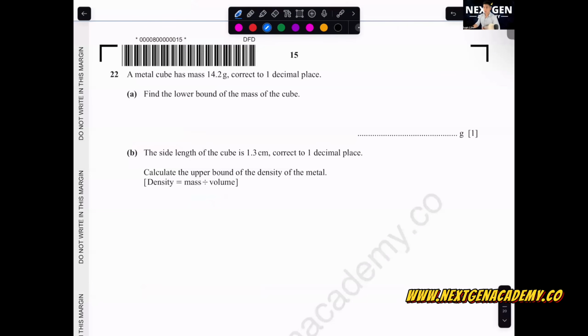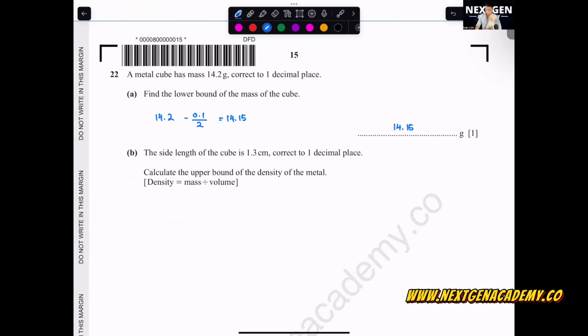Question 22. Okay, upper bound, lower bound question. I think this one is not too hard. A metal cube has mass 14.2 grams, correct to 1 dp. Find the lower bound of the mass of the cube. So this will be 14.2 minus 0.1 over 2. Okay, we get here 14.15.